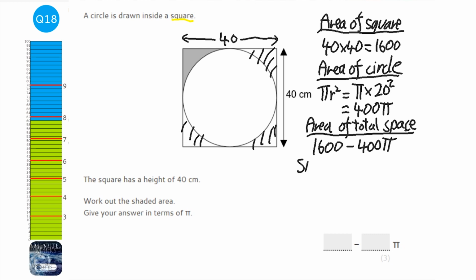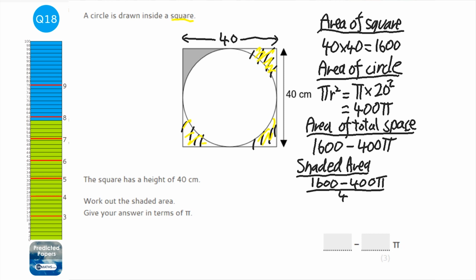Okay, so now we need the shaded area. And to do this, we simply divide the area of the total space by 4. Because the yellow bits here we don't want, and each of these 4 corners are the same area, we just divide it by 4. So it's going to be this, which we worked out before, all of that divided by 4. So 1600 divided by 4 is 400. And 400 pi divided by 4 is just 100 pi.